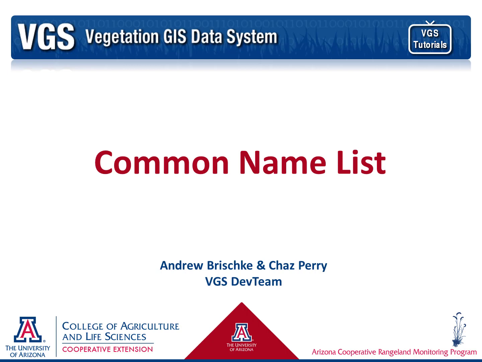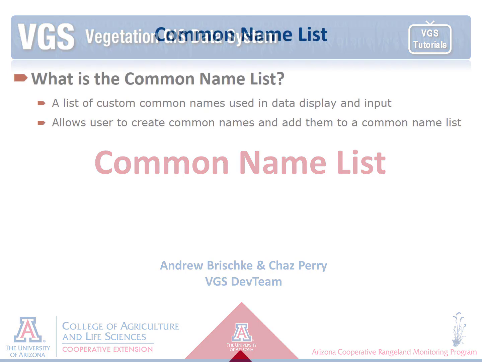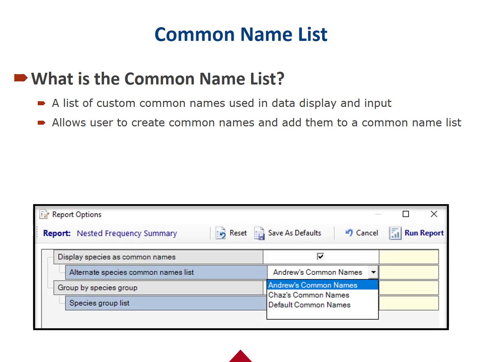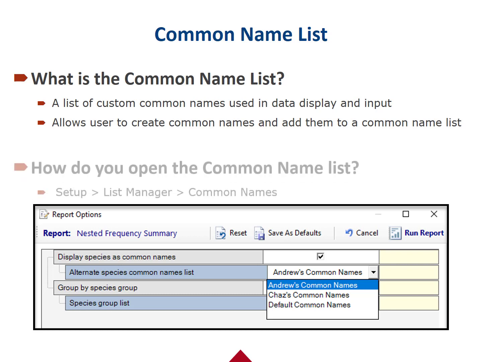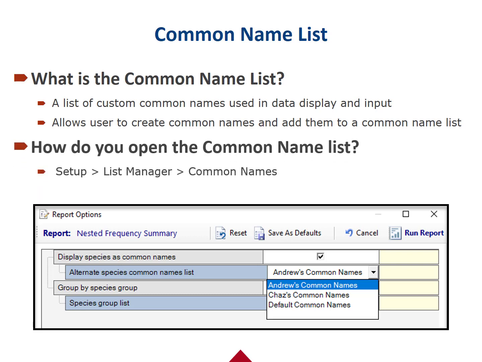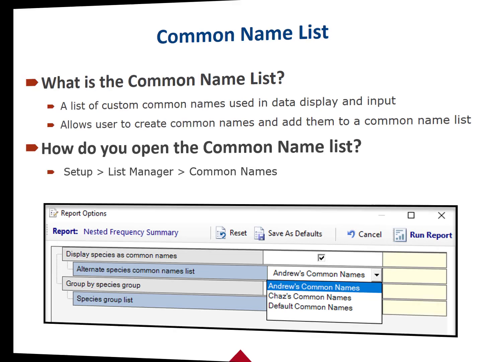This tutorial will show you how to change common names of the species in the VGS plant database. It should not come as a surprise that species common names in the VGS plants database may be different from a more familiar or regional common name. The Common Name List allows the user to change common names in the VGS plants database to reflect more familiar or regional differences in common name nomenclature. Let's see how it's done.